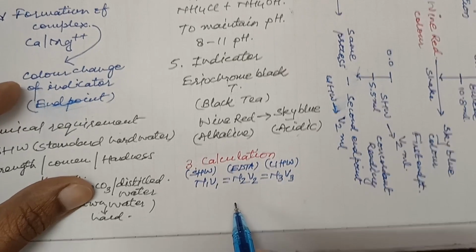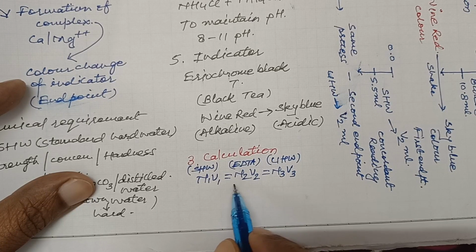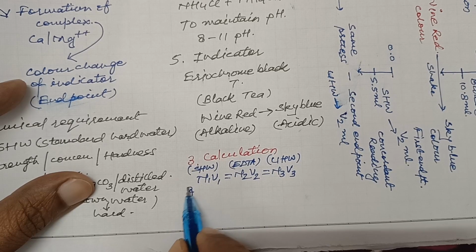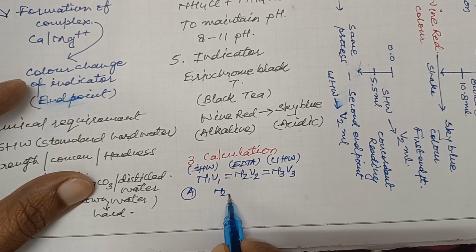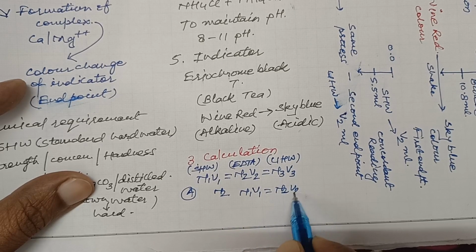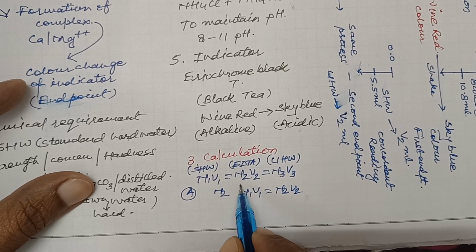And we apply this formula in two parts. Part A, for calculation of N2. To calculate N2, we use N1V1 = N2V2. So here N1V1 is for standard hard water.